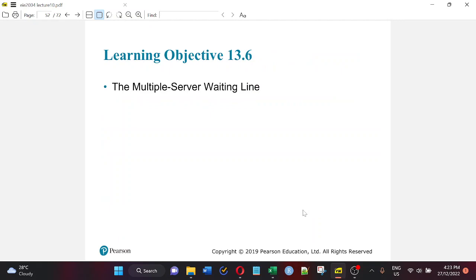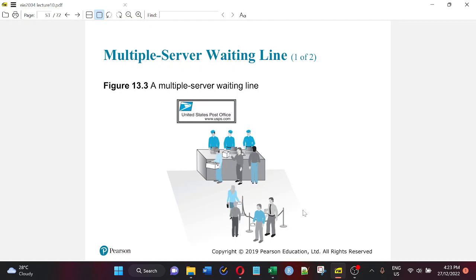And then finally is the multiple server waiting line. So in this case, you still have one queue. We're not talking about multiple queues, multiple counters here. You still have one queue, but everyone will go to the first available counter. Let's say there are 3 counters, so you just wait in one queue, and then when one counter becomes available, you go there. And the next person will wait for the next available counter. It might be counter 1, 2, or counter 3.